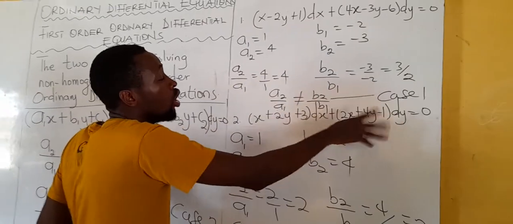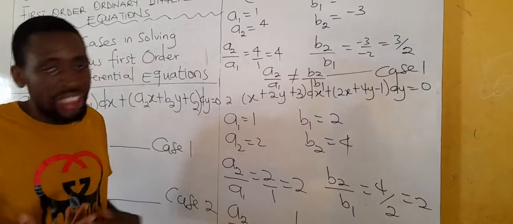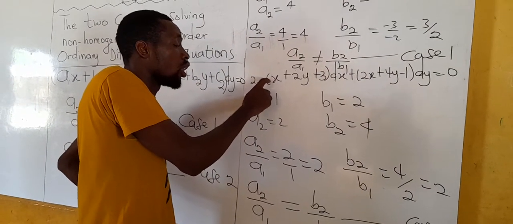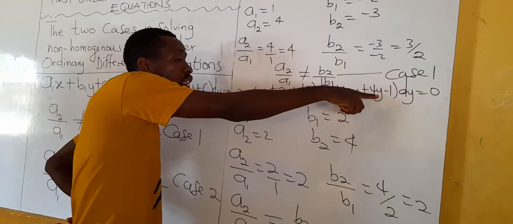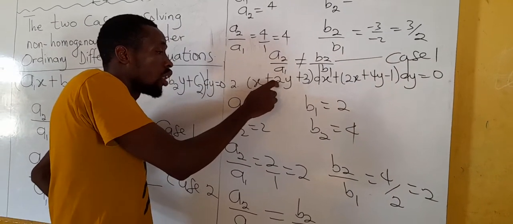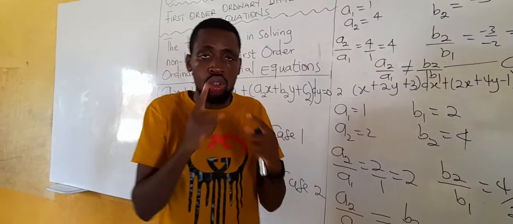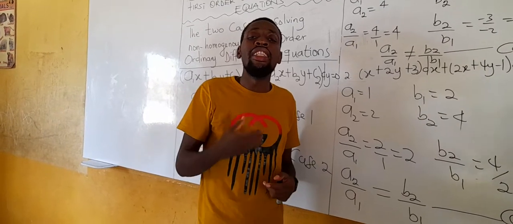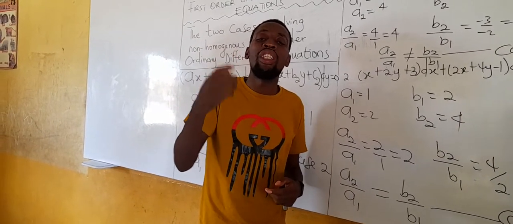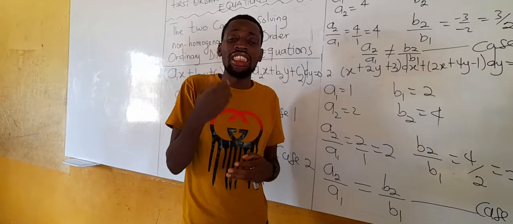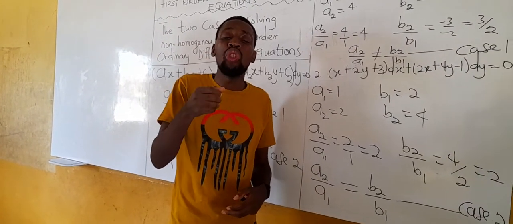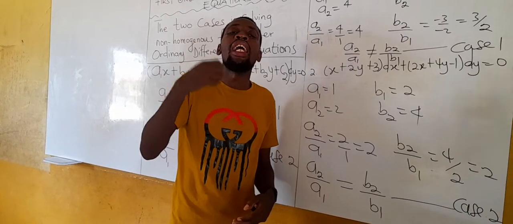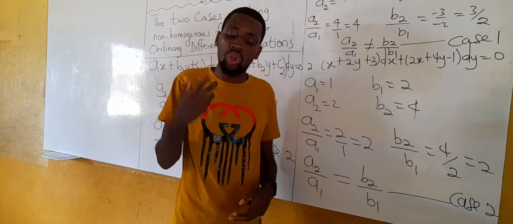So anytime you want to determine which of the cases it is, take the coefficient of the x-term here, divide it by the coefficient of the x-term there. Now take the coefficient of the y-term there, divide it by the coefficient of the y-term here. If it is not equal, you know it's case 1. If it is equal, you know it is case 2. And there is a procedure of solving each of the two cases. So the next thing is that we will learn how to find solutions to case 1. Then if there is time, we also learn how to find the solution to case 2. So come with me.